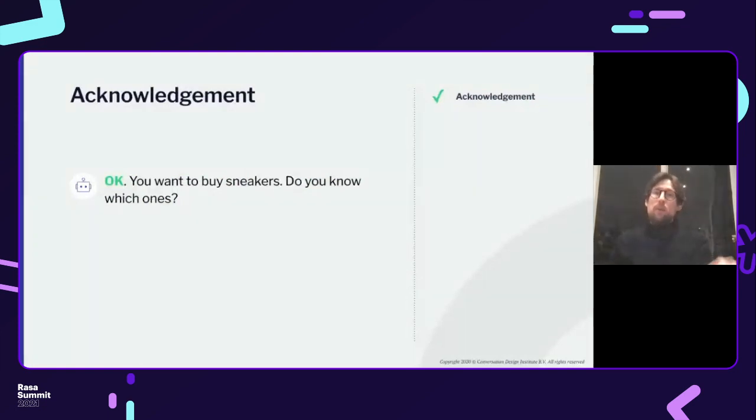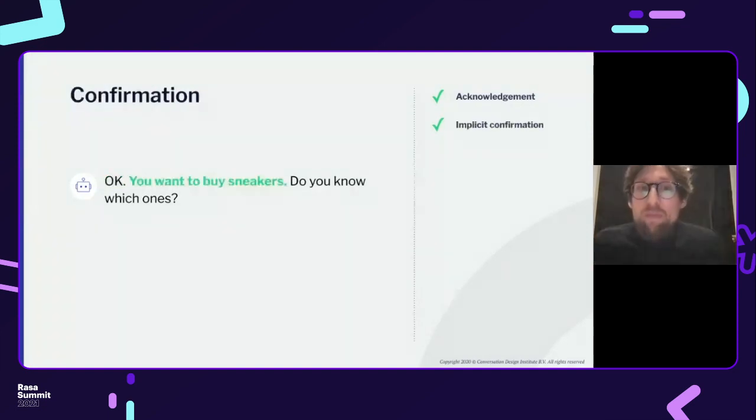So okay is what we call an acknowledgement, right? And it means that we're just giving you the heads up that we've heard you. Very important in voice. It's like, we know we've heard you. We're not communicating any value, but we're here. Then we're going to add an implicit confirmation. You want to buy sneakers, right? By repeating what the user said, the user now knows that we understood him. And that tells him that whatever we're going to say next is going to be relevant for them. All right. So that's why these confirmations are incredibly important.